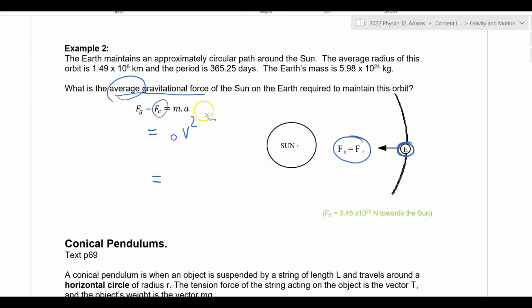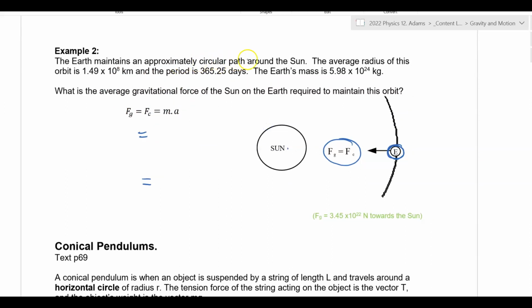Okay, so next page here, guys, we've got an example where it says the Earth maintains an approximately circular path. So at any point, even though it's not perfectly circular, we can make a pretty good approximation. We've got the radius of orbit, we've got the period, but we don't have the velocity. Okay, and notice that the period's in terms of days. We've got the mass of the Earth, and what's the average gravitational force, i.e. what's the centripetal force, because it's gravity that's supplying the centripetal force.